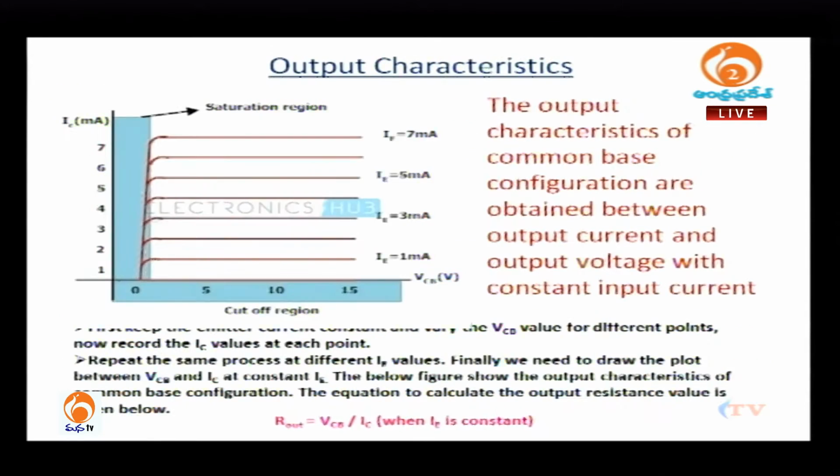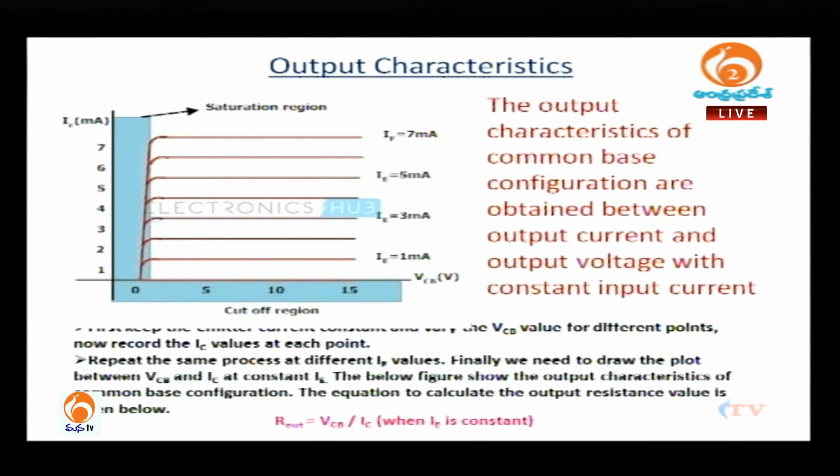Now, let us come to the output characteristics. Here the output characteristics are a plot between output voltage and output current for different values of a fixed input current. Here you can see that on the x axis we are taking collector to base voltage and on the y axis we are taking collector current. Here we have 3 different regions, namely cutoff region, saturation region and active region.